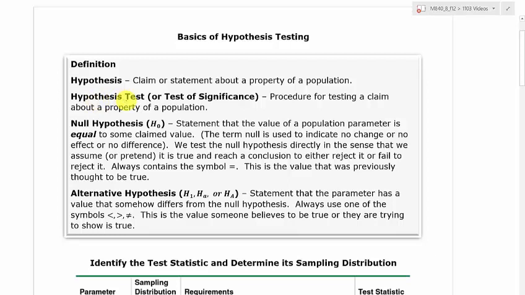A hypothesis test, or test of significance. I will never use this term, test of significance. I'll always refer to it as a hypothesis test. Is a procedure for testing a claim about a property of a population.